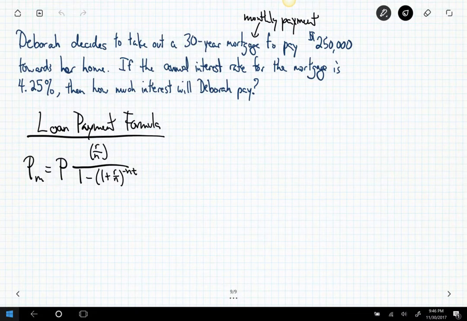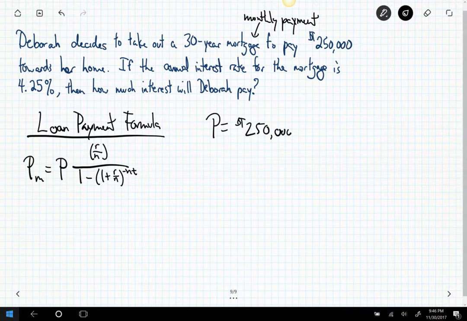So in terms of this, now we need to figure out what is P? What is that amount that we're taking out? Well, it's $250,000. Okay, what is R? Well, R is going to be the 0.0425, for 4.25%. If it's a monthly payment, our N has to equal 12. And then what is T? Well, notice T says 30 years. This is a 30-year mortgage. This is a very realistic scenario for a lot of people.